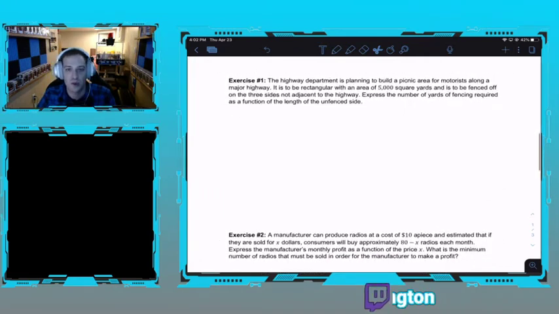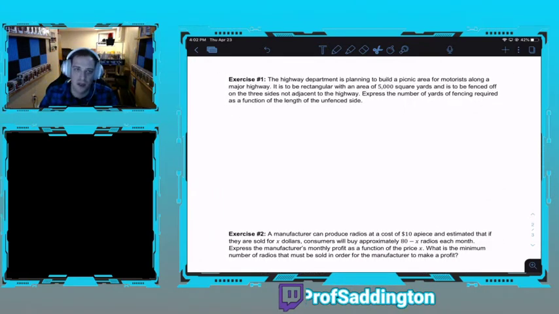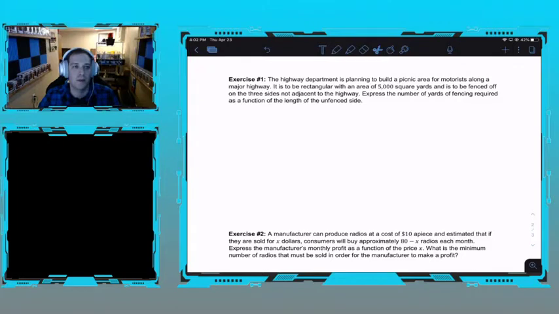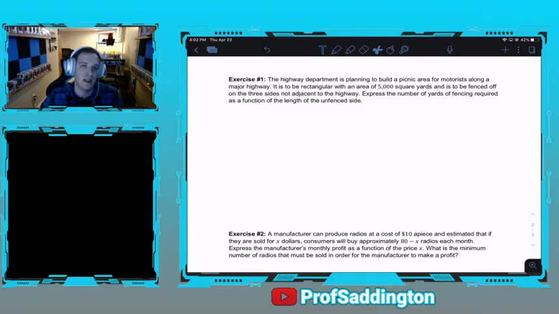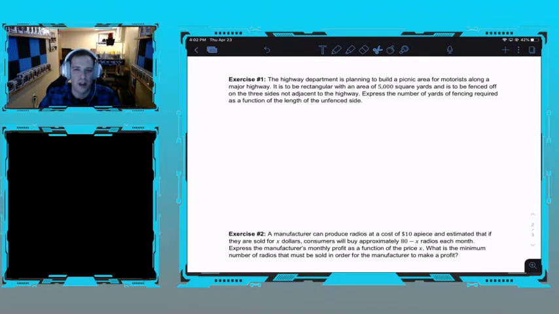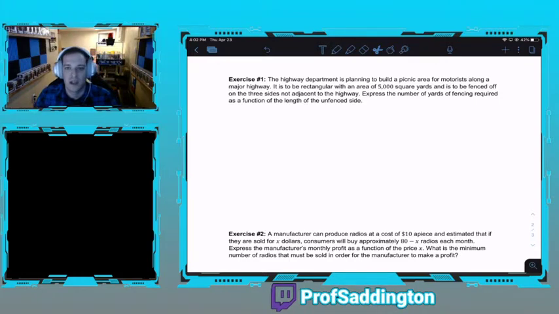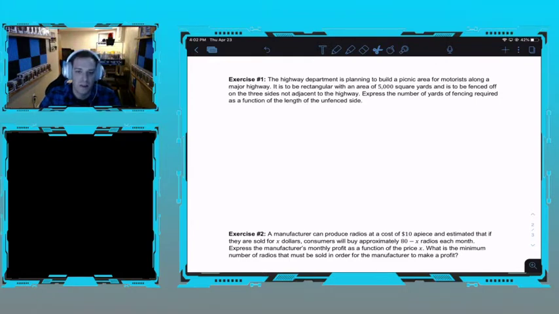We only got these two questions, these two word problems. One is going to be talking about a highway department trying to fence in an area off the side, usually like rest stops that you guys would see on the thruway. And then exercise number 2 is talking about profit, cost, and the total amount of money that a company can make based on the number of products that they make. So real world stuff, mostly if you're going into like business.